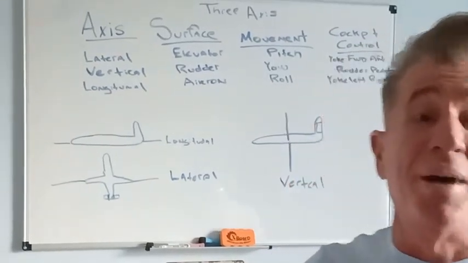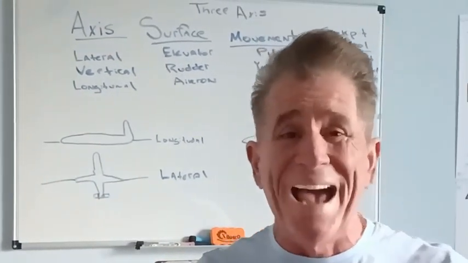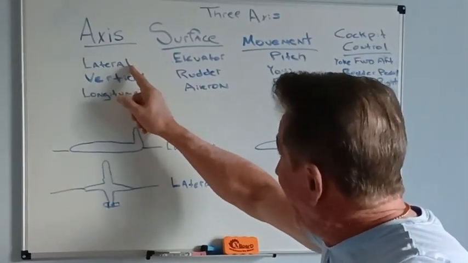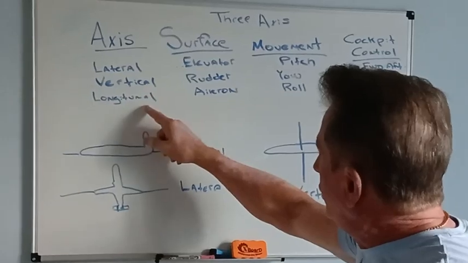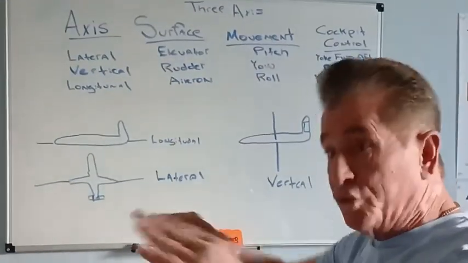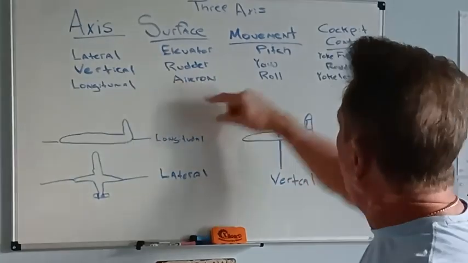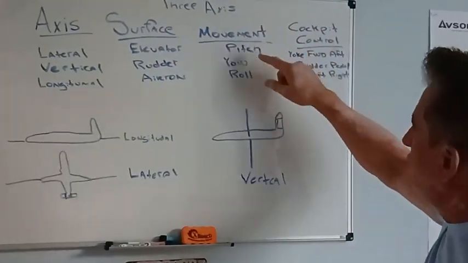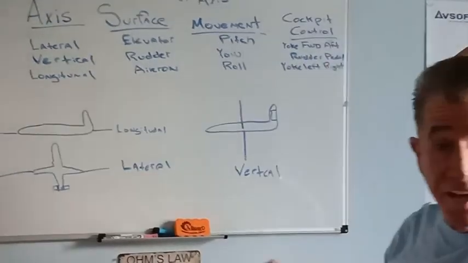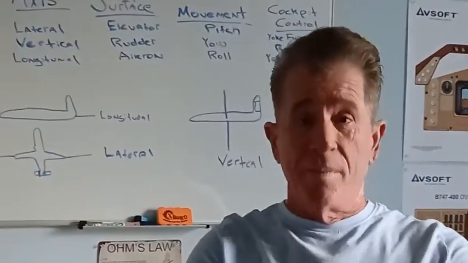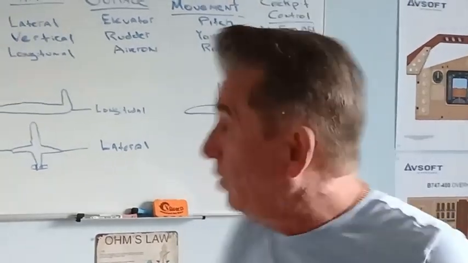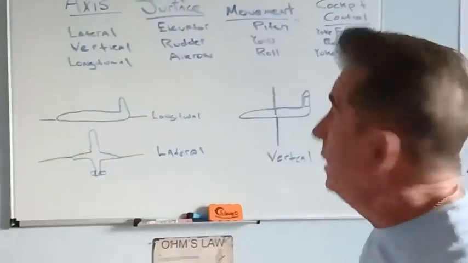Anyway, today we're going to talk about an important subject, which is the three axes of the airplane. Lateral, vertical, and longitudinal. What surface on the aircraft controls it: elevator, rudder, and aileron. The movement: pitch, yaw, and roll. And the cockpit controls: the yoke, the stick. In some airplanes it's the stick, some places the yoke. We don't call it a steering wheel in the aviation world. But anyway, let's start real quick, all right?